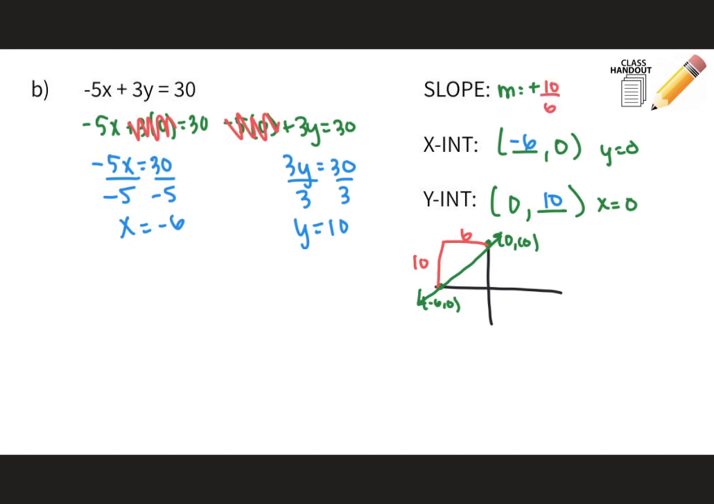So if you can simplify, you should, meaning if there's a number that you can divide the top and bottom by, you should. So I can divide the top and the bottom both by 2. 10 divided by 2 is 5, and 6 divided by 2 is 3. So my slope would be 5 over 3.